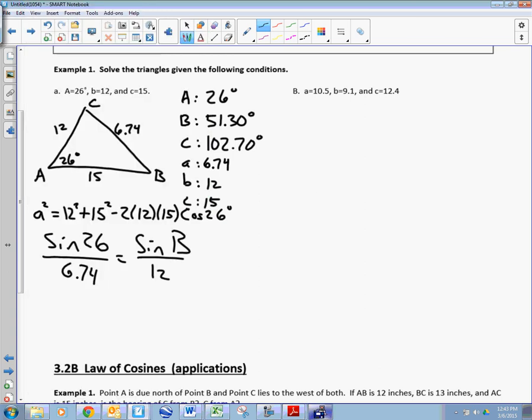Okay. Last one. A, B, C. 10.5, 12.4, 9.1. Which of the six is this? Side, side, side scenario. That's what I got. Side, side, side.